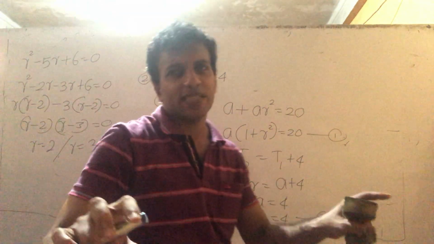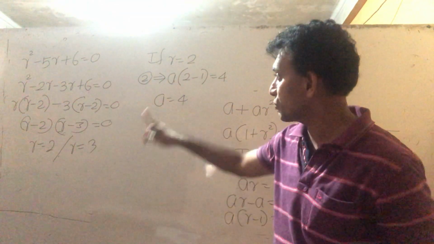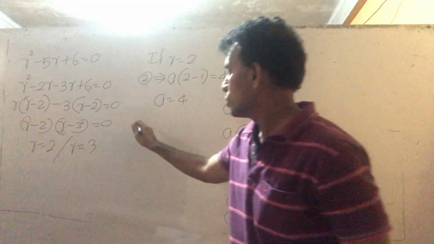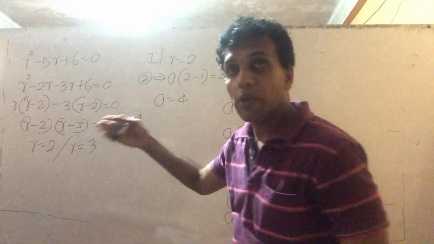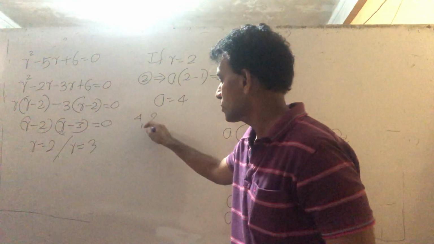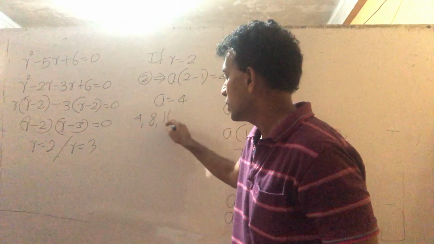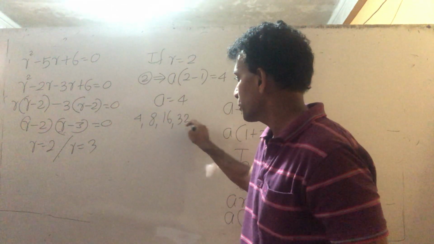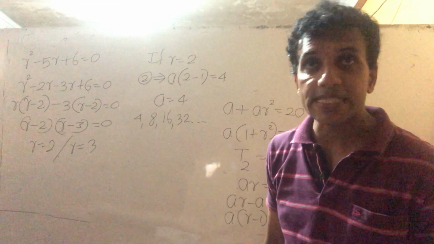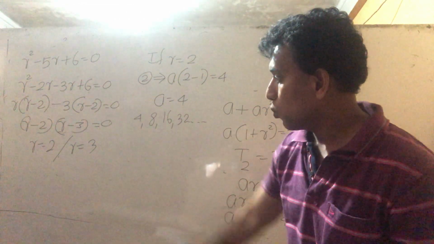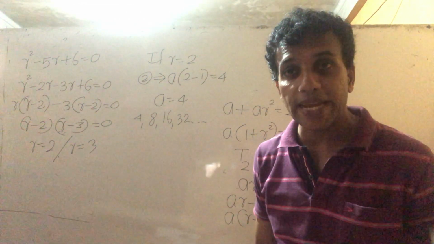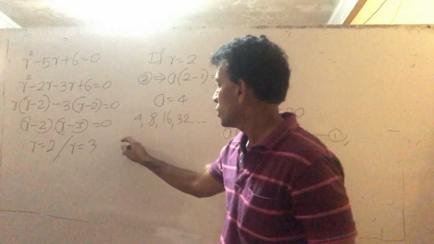Then write a few terms of this series. A is 4, r is 2. So first term 4, multiply by 2, 8, multiply by 2, 16, multiply by 2, 32, and so on is the series. Now r equals 3, find its corresponding first term.